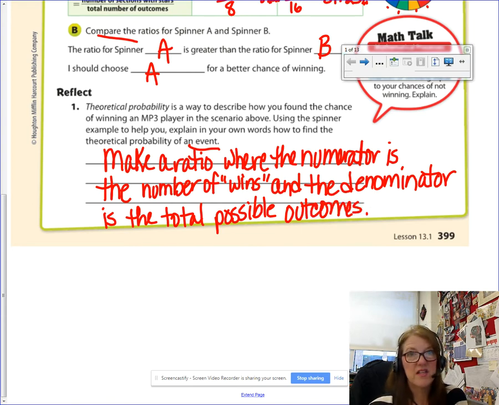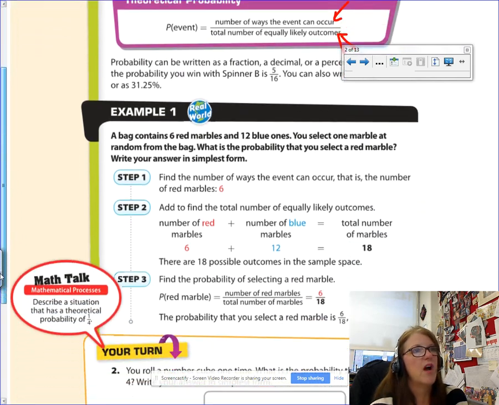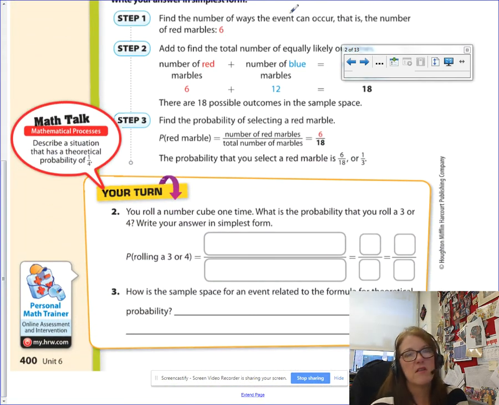So I honestly think most of you are very intuitive when it comes to this. Okay, so they called it the number of ways the event can occur. We called it the number of wins, okay? The specific thing that we are looking for over the total possible outcomes, all right? They run you through on the next page another possible scenario with marbles. I want you to jump down to question number 2 and number 3. And I would like you to pause the video, fill this out, and then come back in and check it.